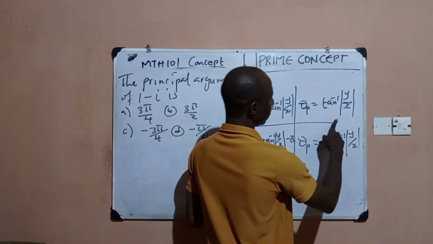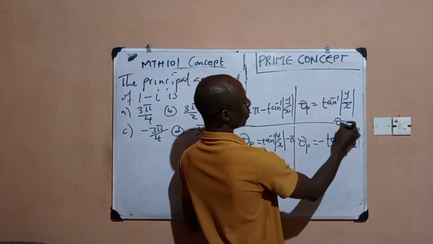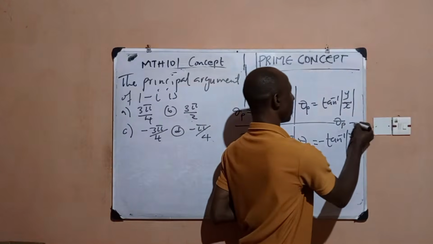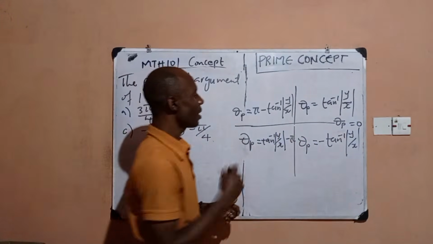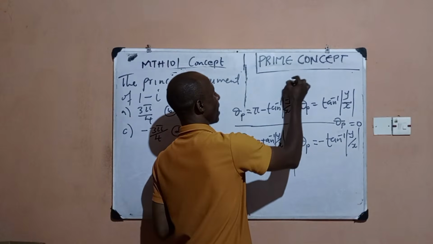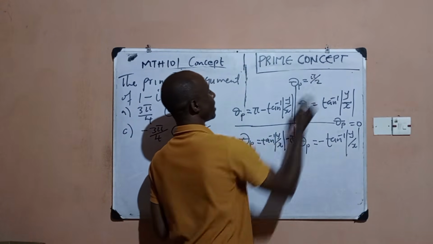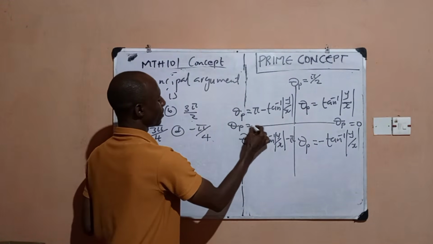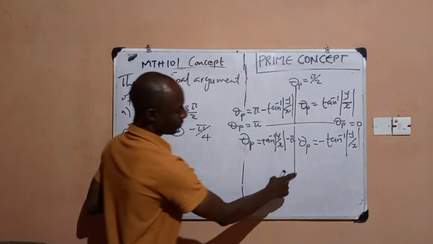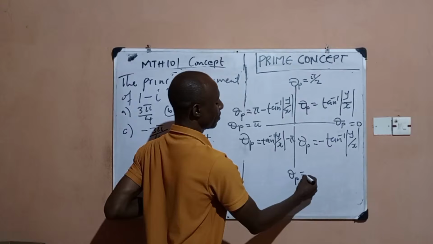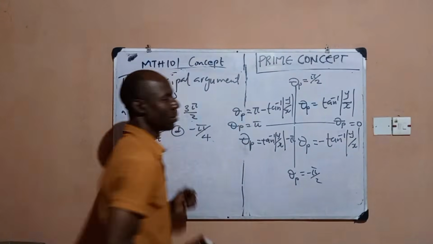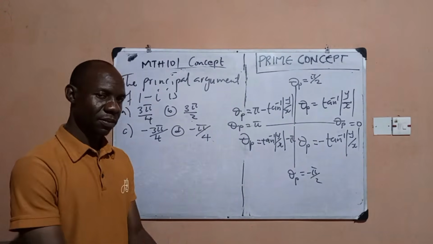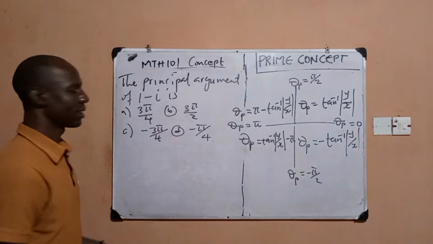I will give an addition. If you are on the positive x-axis, your principal argument is always 0. If you are on the positive y-axis, your principal argument is 90, that is pi over 2. If you are on the negative x-axis, your principal argument is 180. If you are on the negative y-axis, your principal argument is minus 90. Please screenshot this. Very important. Have you done so? Yes.